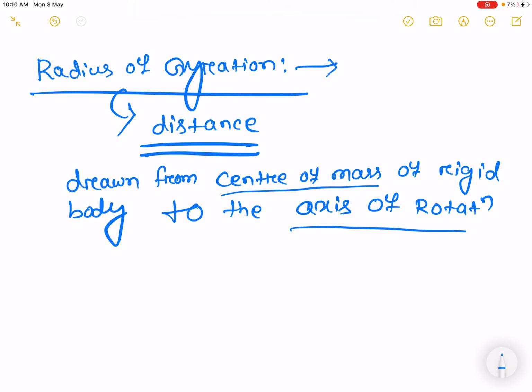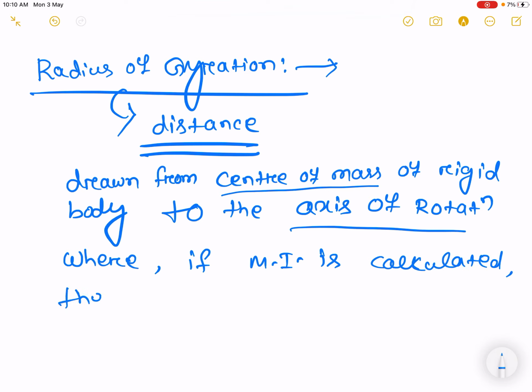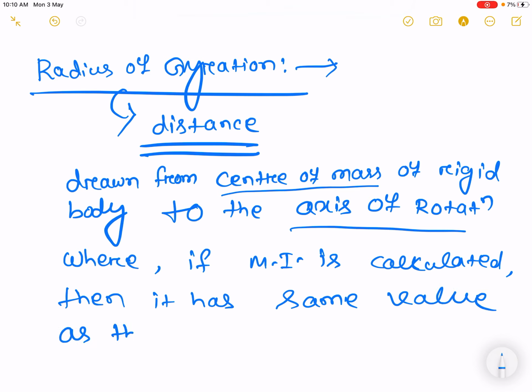Where, if the moment of inertia is calculated, then it has the same value as that of the moment of inertia of the whole body.